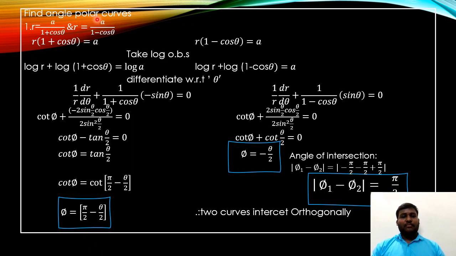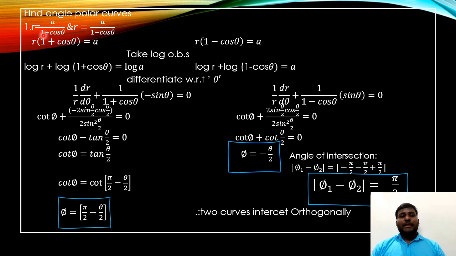Find the angle between polar curves. The question is: r = a/(1 + cos θ) and r = a/(1 − cos θ). Here we are going to find the angle between two polar curves by using |φ1 − φ2|.